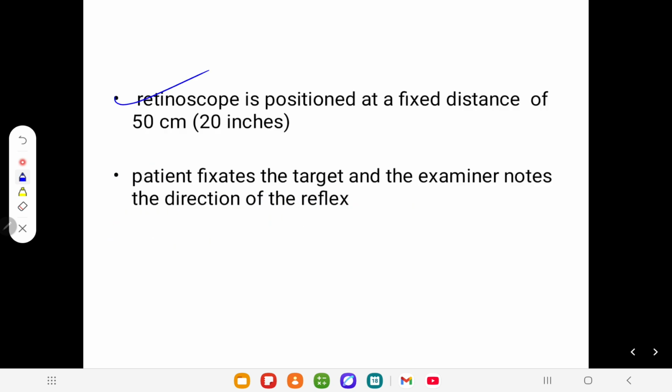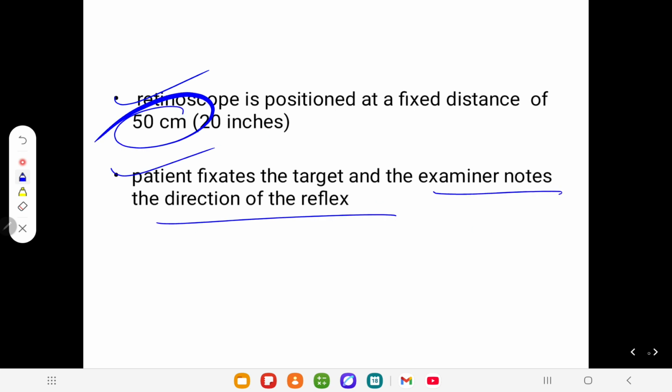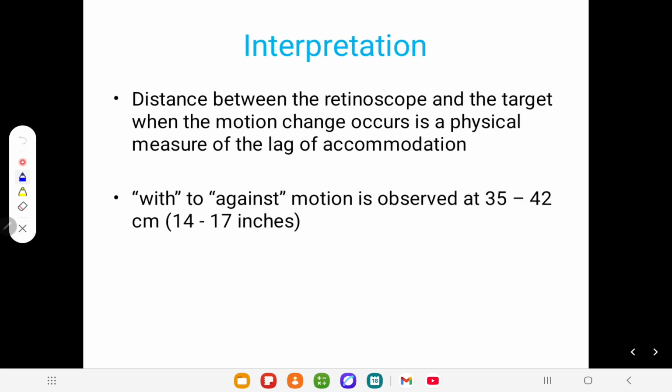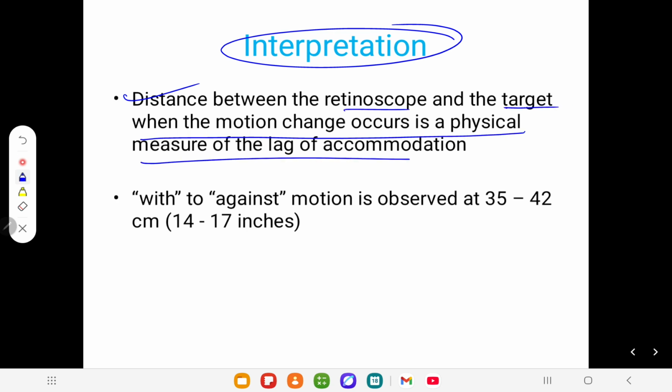The retinoscope is positioned at a fixed distance, that is 50 centimeters. The patient fixes the target and the examiner notices the direction of the reflex. The target is moved close to the patient, and there will be a point where the motion changes from with to against. The target is again moved away from the patient and the with motion is observed. So the interpretation is the distance between the retinoscope and the target when the motion change occurs, physically measured, which is the lag of accommodation. That's a very simple thing.